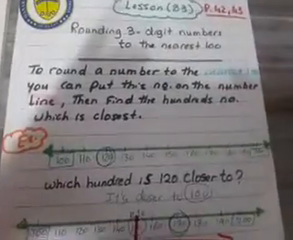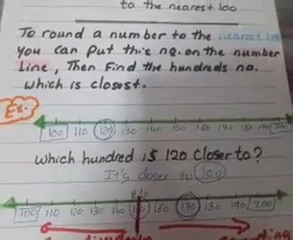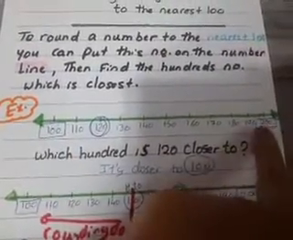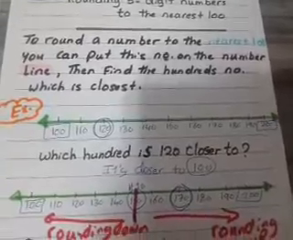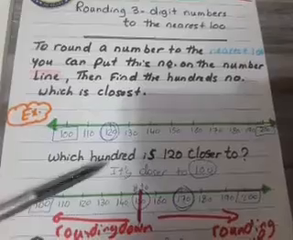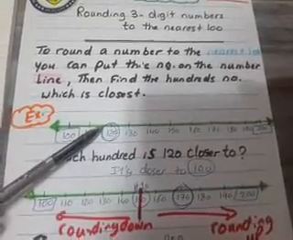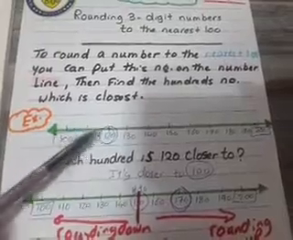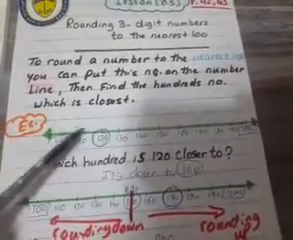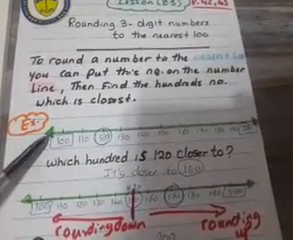Okay, I have here my number line, but in hundreds. It starts at 100 and ends at 200. Let's see which hundred 120 is closer to. Where's my number 120? Yes, here. Let's see if it's closer to 100 or 200. Yes, it's closer to 100. So the distance here is so close to 100. So it's closer to 100.